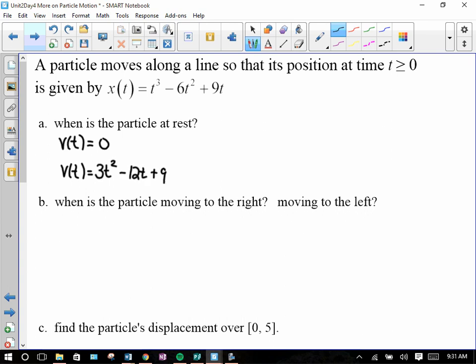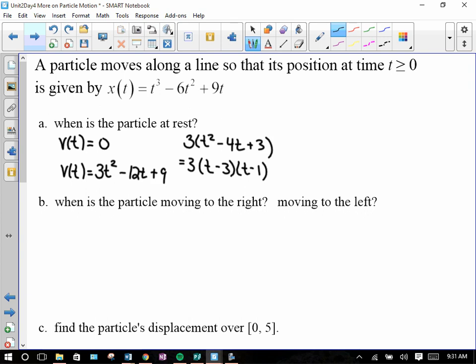Plus 9. Right? So 3t squared minus 12t plus 9. Now, I'm not letting you use a calculator here, but what I do know is that I can factor that. So that can be factored to 3 times t squared minus 4t plus 3, which is equal to 3 times t minus 3 times t minus 1. So all I did is take 3 out. That makes this much easier to factor. t minus 3, t minus 1.